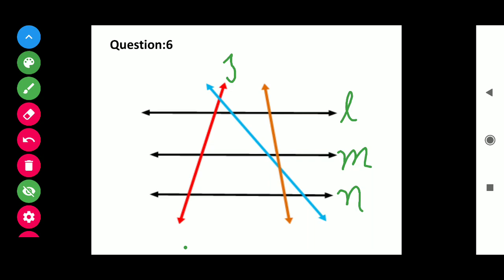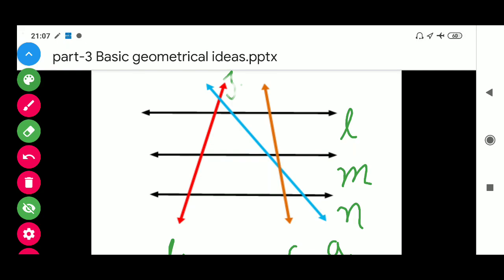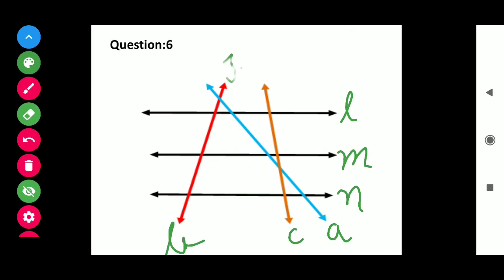The orange one is C. Then this blue one is A. B. Okay. So now here we can see that we have six lines.